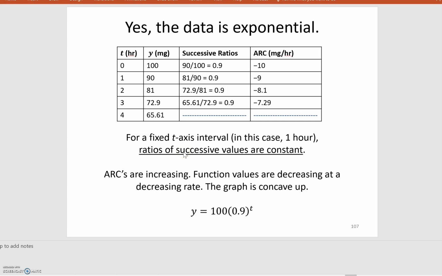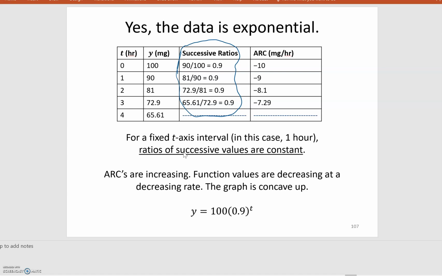So as I was saying, we do have exponentially distributed data, and we can check this to be sure by looking at your successive ratios. There's not really a real slick way of doing this in the calculator, except I think the quickest way is just to divide it by hand.